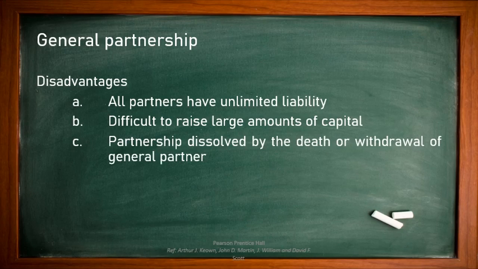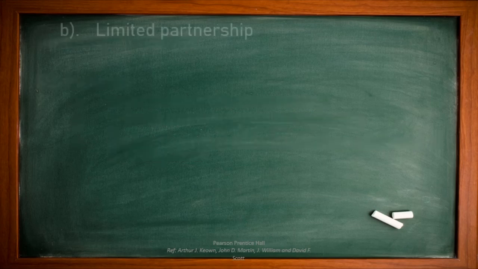The partnership is dissolved by the death or withdrawal of a general partner. You know that in this partnership, one person should be a key person. If he is no more, or he doesn't want to run the business in this partnership and wants to cancel it, the other partners cannot continue the business, because the technical, important person is leaving. So this is a disadvantage of general partnership.